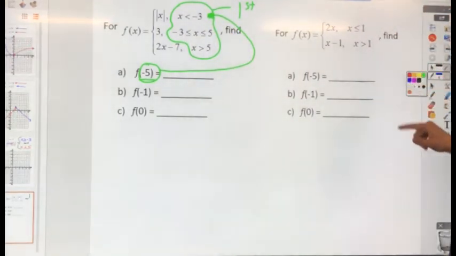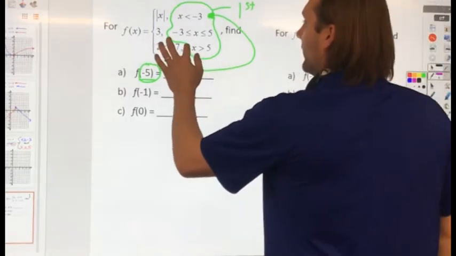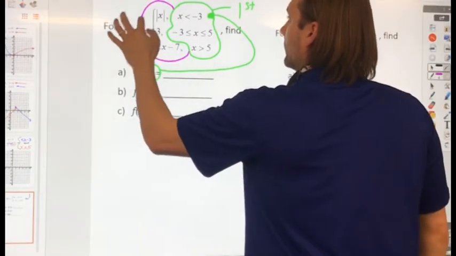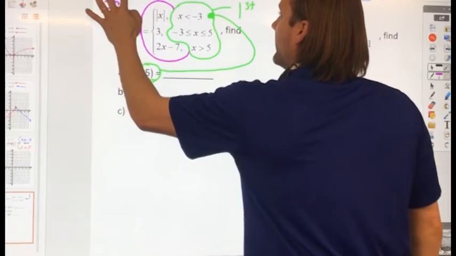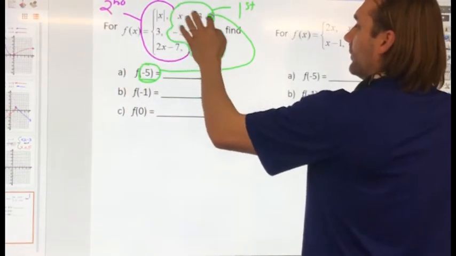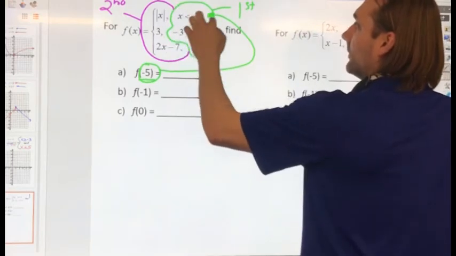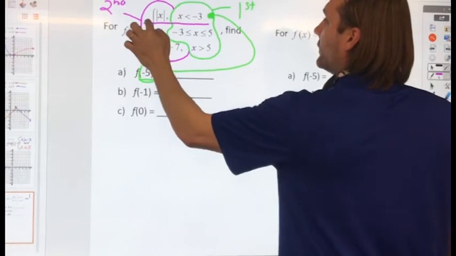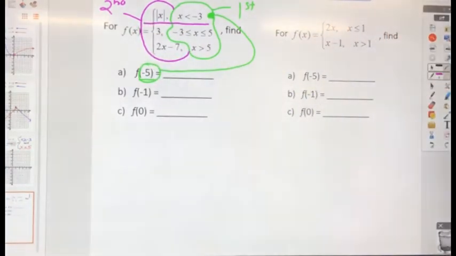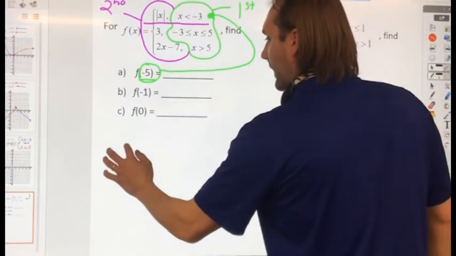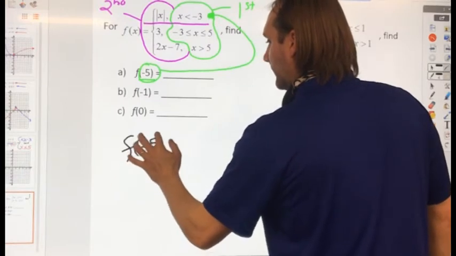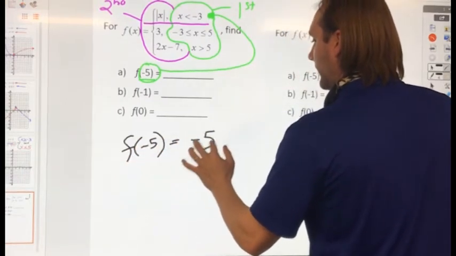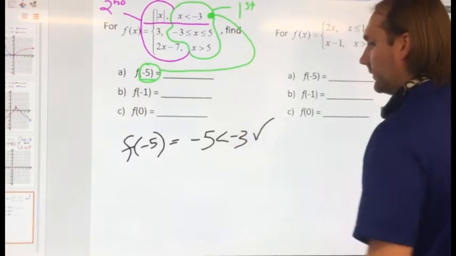Which means the second thing I need to look at is the functions. Once I determine that it works here, negative 5 is less than negative 3, I only want to concern myself with the function associated with that. So I only want to look at the absolute value of x. So f of negative 5 is less than negative 3. Check.